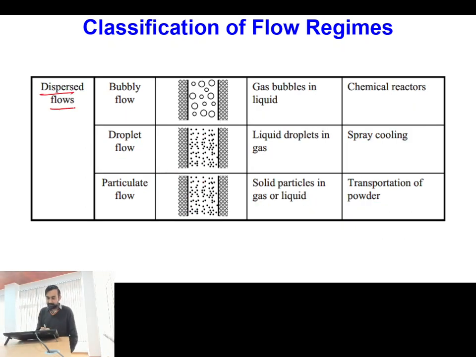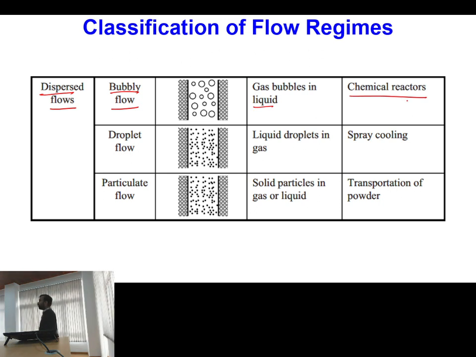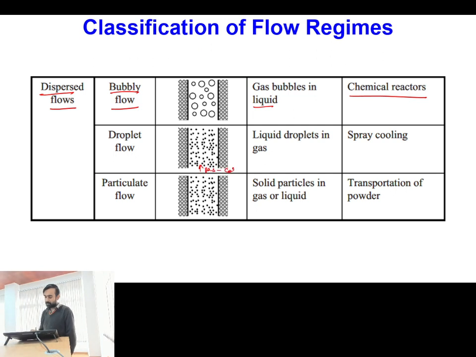Then we have the third regime, which is completely dispersed flow. One is bubbly flow, gas bubbles present in liquid, and this is typically seen in case of chemical reactors. You want to do different reactions with the liquid, so you will be operating in the bubbly flow design, because here you will have what is required for reactions to happen: high surface area, high contact, high interfacial area. If you have small entities present dispersed, then you will have high interfacial area. Okay.